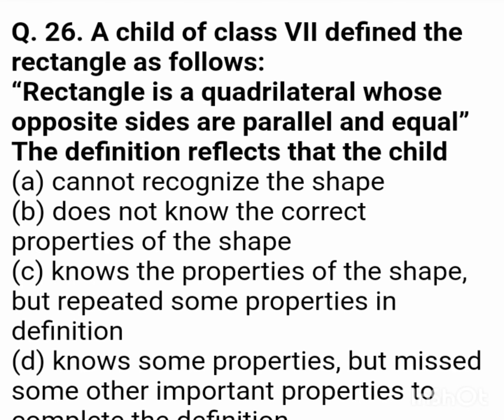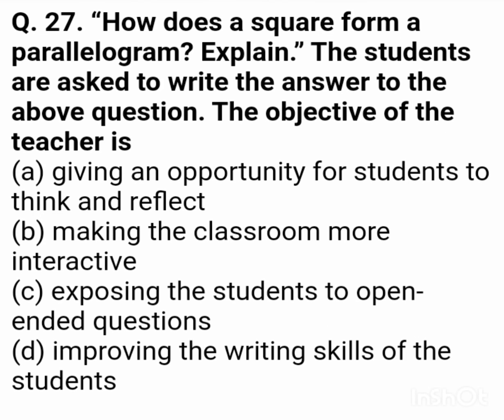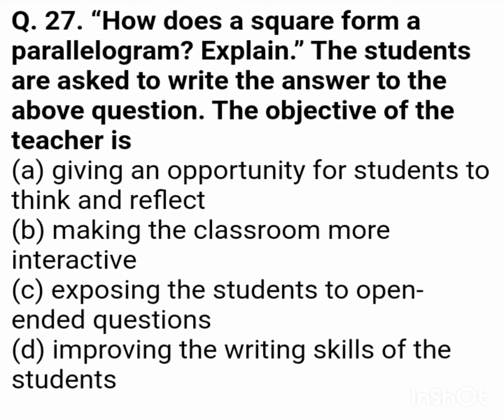Question 26. A child of class 7th defined the rectangle as follows. Rectangle is a quadrilateral whose opposite sides are parallel and equal. The definition reflects that the child, answer is, knows some properties but missed some other important properties to complete the definition. Question 27. How does a square form a parallelogram? Explain. The students are asked to write the answer to the above question. The objective of the teacher is, answer is, giving an opportunity for students to think and reflect.